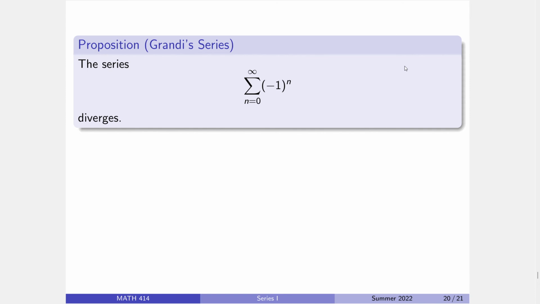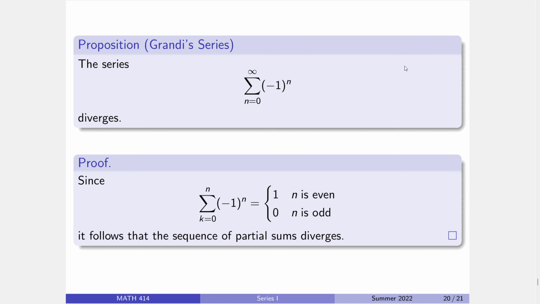Alright, so this is referred to as Grandi's series. It has other names too. Grandi was an Italian mathematician who was interested in series. And this one in particular tickled his fancy, and he was like the one who had the right idea about this thing, which is, yeah, this just doesn't exist.